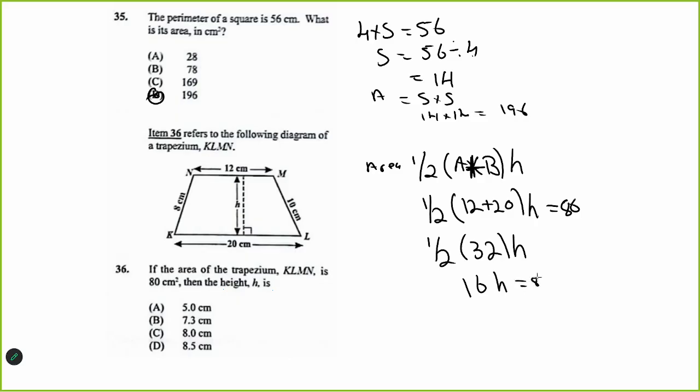16 times height is equal to 80. So my height is 80 divided by 16. 6, 5, 1, 5 is right. 5 times. So your height is 5.